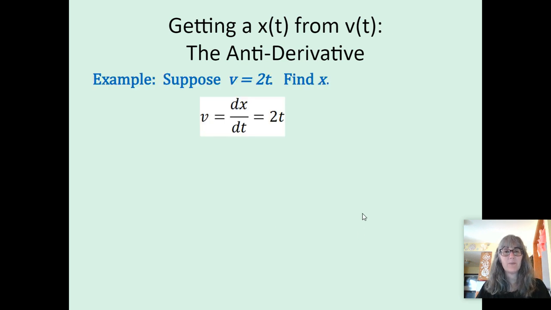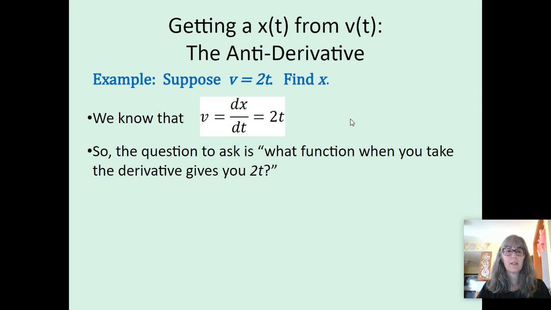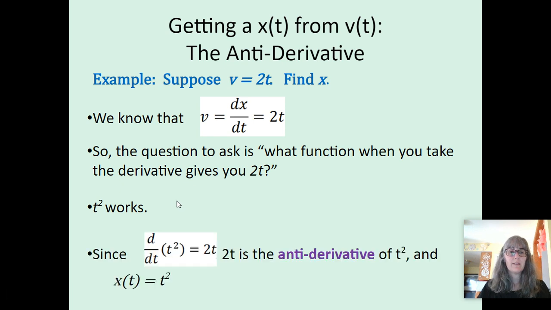So let's go through an example. Suppose we have v is equal to 2t, and we want to find x. We know that dx/dt is going to be 2t. So we're working backwards to figure out what x could be that we could take the derivative of that would give us 2t as an answer. As it turns out, t squared works. If we take the derivative of t squared, that's going to give us 2t. So that is one possible answer.